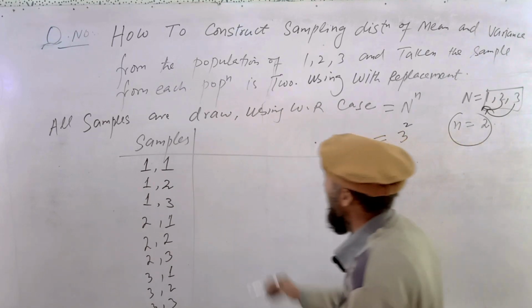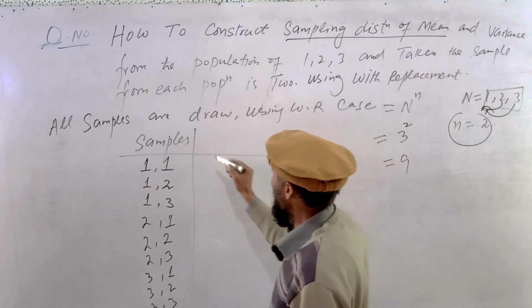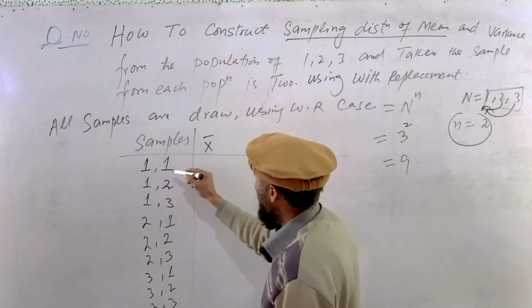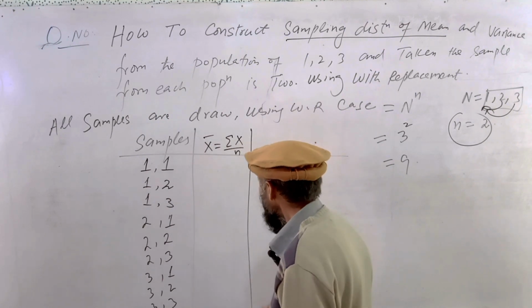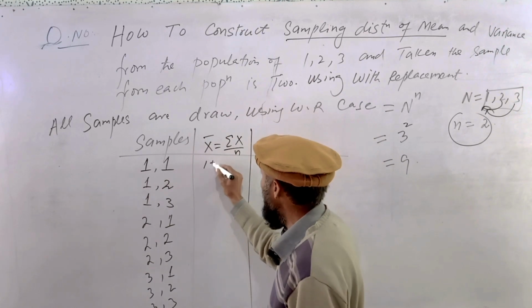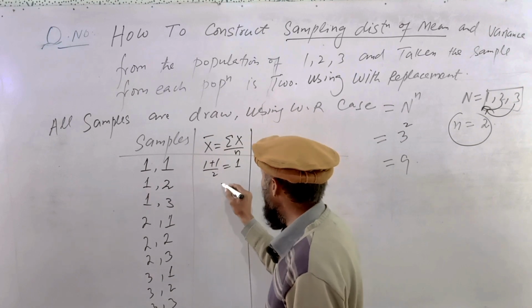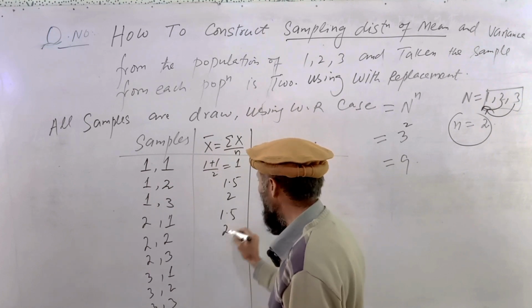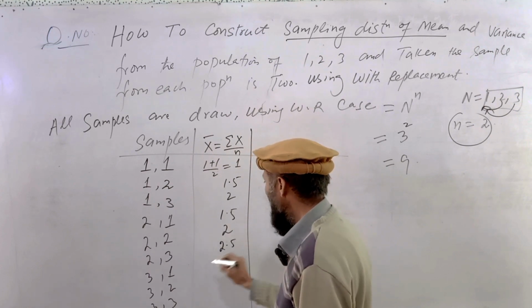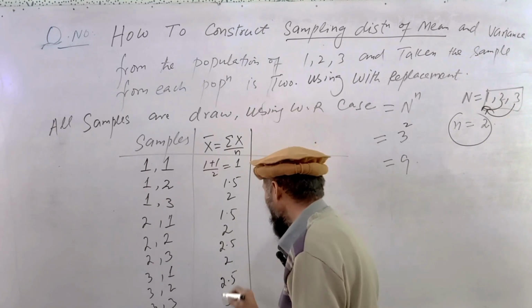Now the mean is required because we require the sampling distribution of sample mean. So here x bar is required. x bar means summation x divided by n. Here 1 plus 1 divided by 2 is equal to 1, then 1.5, 2, 1.5, 2, 2.5, 2, 2.5, and 3.